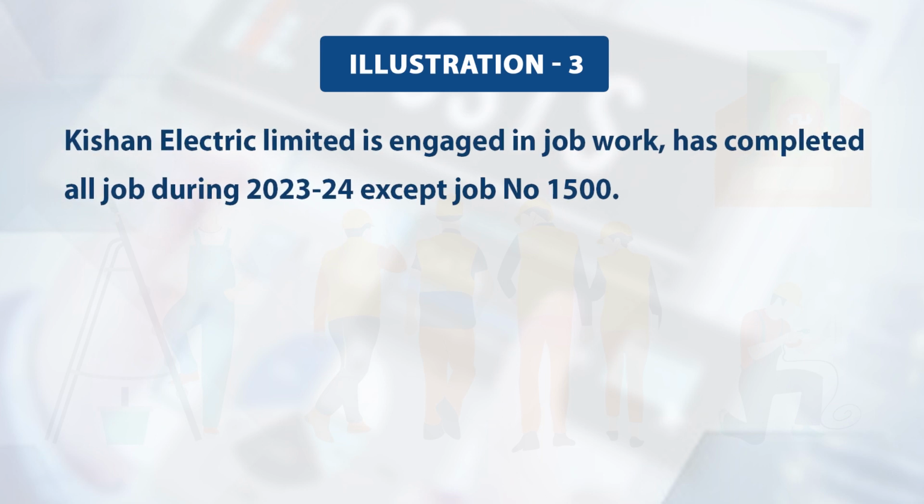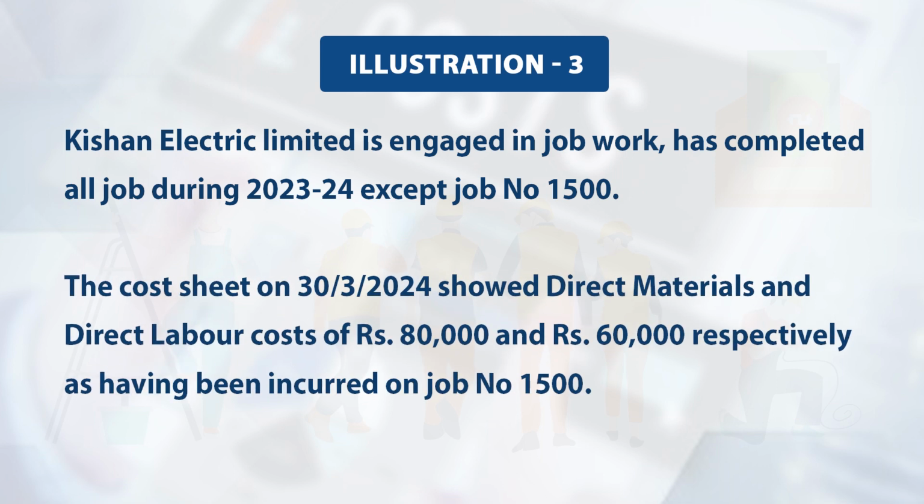Now, we will see question where the cost of work in progress is determined. Illustration number 3. Kisan Electric Limited is engaged in job work, has completed all jobs during the year 2023-24 except job number 1500. The cost sheet on 30th March 2024 showed direct materials and direct labor cost of rupees 80,000 and rupees 60,000 respectively as having been incurred on job number 1500.